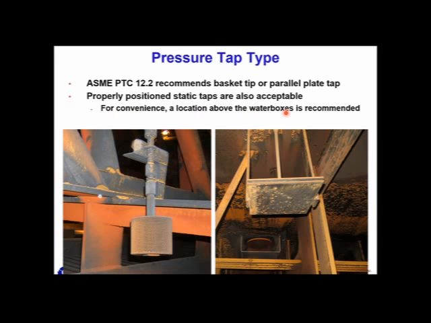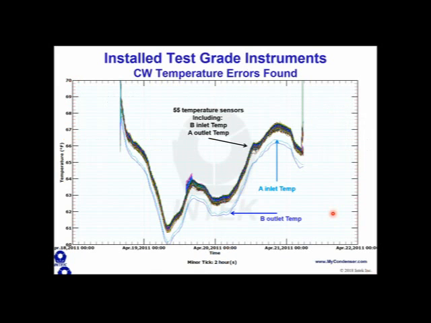I like the location above the water boxes because you can get into that 1 to 3 foot region above the bundles, and typically without building scaffolding to put that penetration in. Typically also above the water boxes there aren't drains, and so you have a low velocity area above the bundle. Again, it all needs to be looked at and assessed, but that's a typical low cost, easy location to put a tap in.